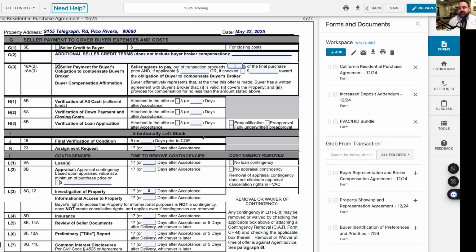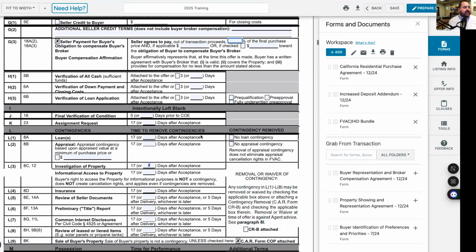Verification of all cash. Default is attached. If this is all cash, please promise me you're going to send proof of funds with your offer. Same thing with the verification of down payment and closing costs. If I'm not asking for a credit and I have the down payment and I have my closing costs, I need to send that proof of funds with it. If I am getting a loan, whatever I have, whether it's a pre-qual, pre-approval, DU, fully underwritten approval, I need to send it with my offer. It's part of the contract.